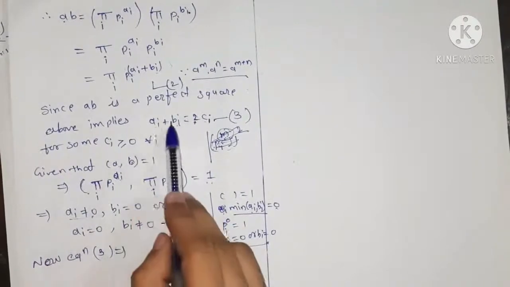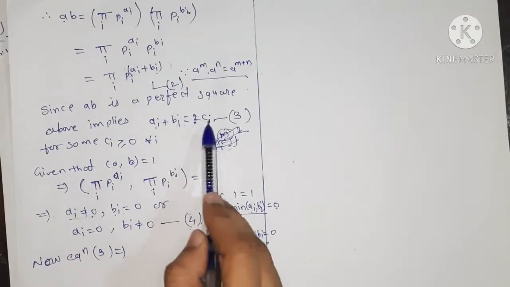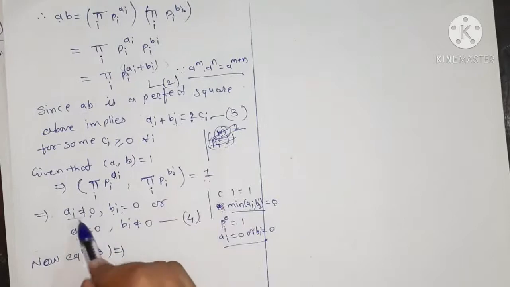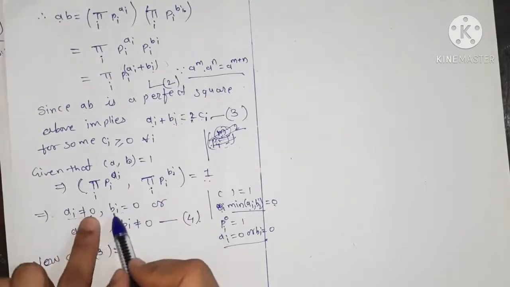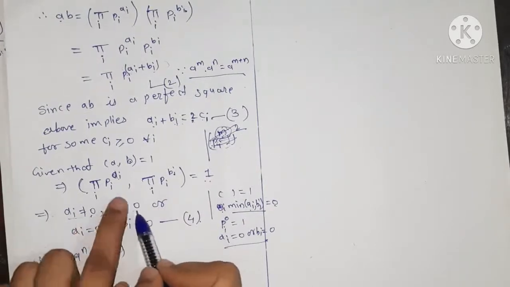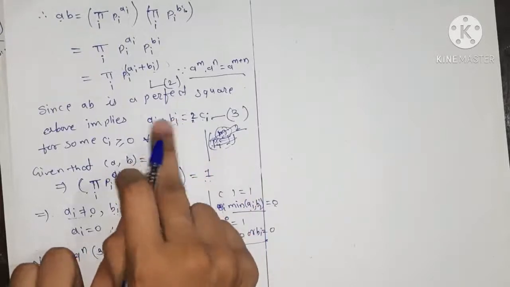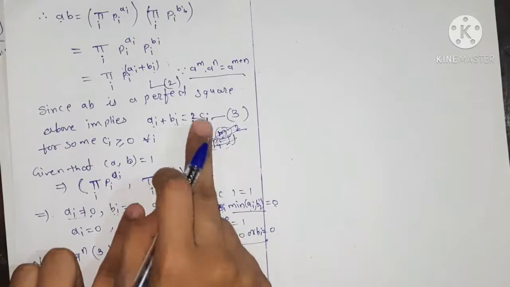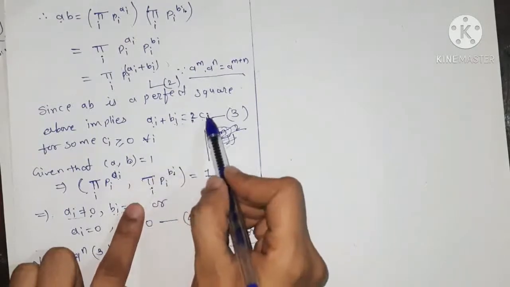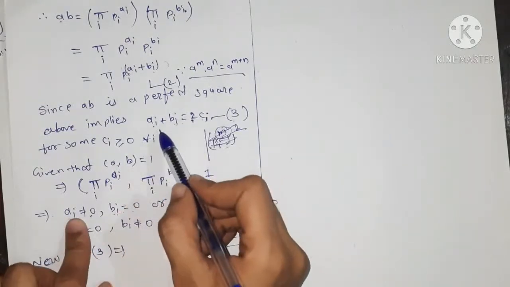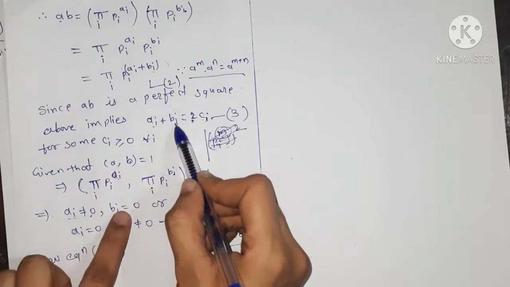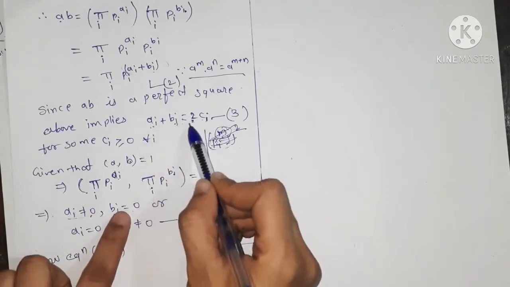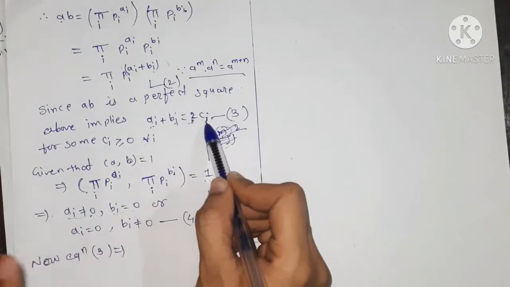Now equation 3 implies, as ai plus bi equals 2ci, that when ai is not equal to 0 but bi equals 0, ai should be equal to 2 times something, right? Because we require 2ci. So when ai is not equal to 0 and bi is equal to 0, then ai is equal to 2 into some number.